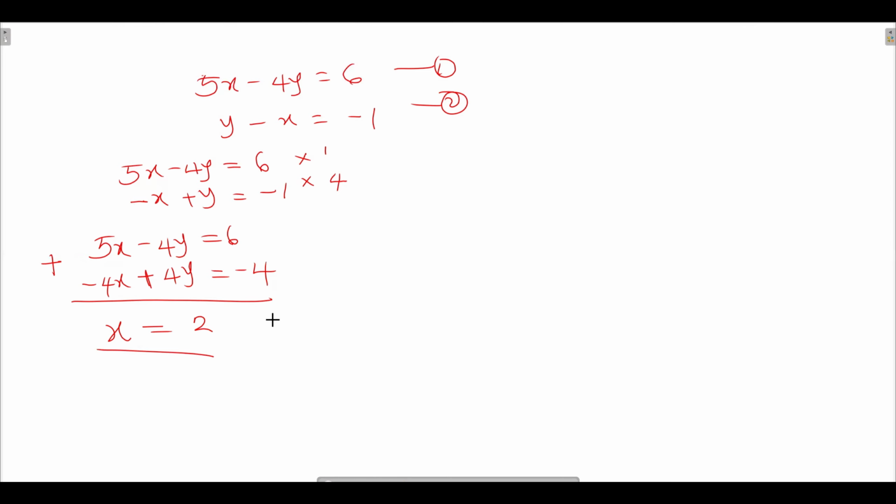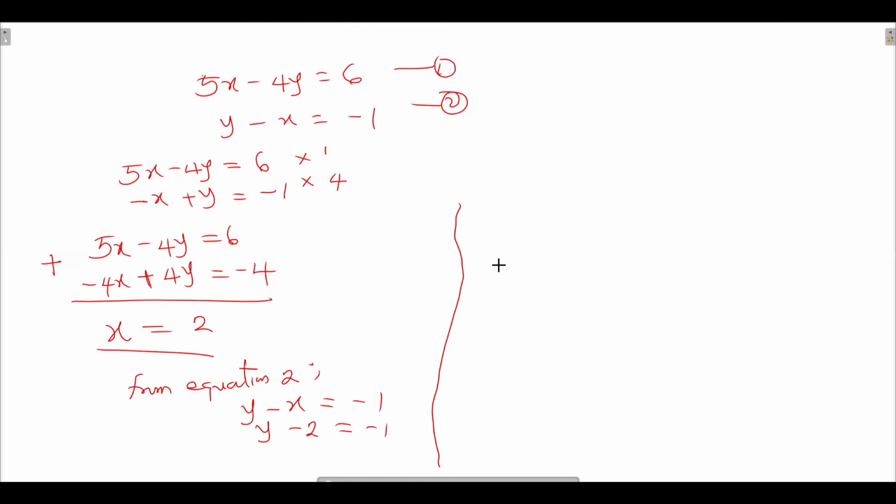If x is 2, then what will be the value for y? The simplest form of those equations is equation 2. Let's go to equation 2, which is y minus x equals minus 1. So I can say y minus 2 equals minus 1. Collecting like terms, y equals minus 1 plus 2, and y will be equal to 1. So x equals 2 and y equals 1.